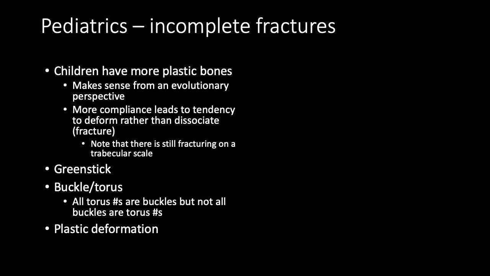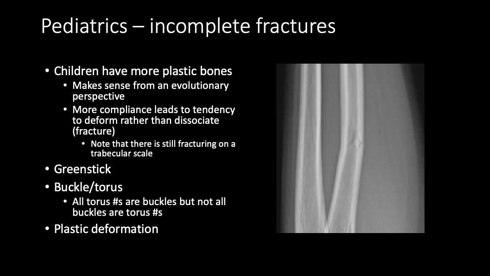Children have more plastic bones which deform rather than fracture. Note that there is still fracturing on a trabecular level, but it may be radiographically occult and doesn't involve the cortex. A greenstick fracture is a fracture that occurs when a bone bends and cracks instead of breaking completely into separate pieces.